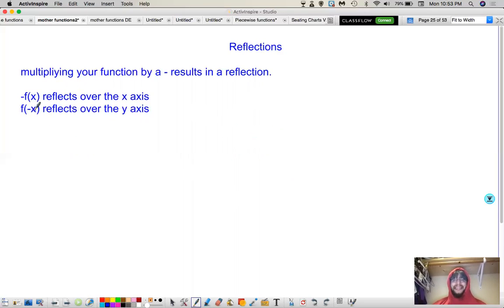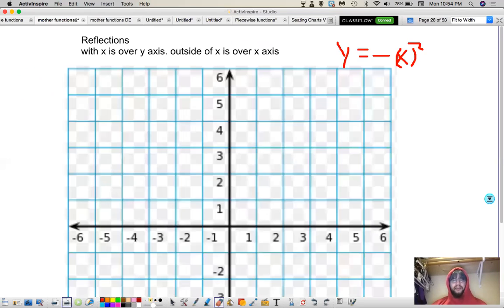If we have negative inside the function, remember, it's got to be multiplying, not adding or subtracting. You'd have something over here reflected over here, or vice versa. That's a reflection. Now, order of operations applies for these things. We're not there quite yet, but we multiply before we add or subtract, right? We reflect before we shift. It's just how it is. So if the negative is with the x, it's over the y. If it's outside, it's over the x.